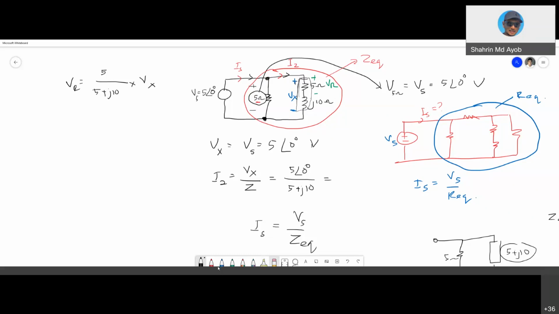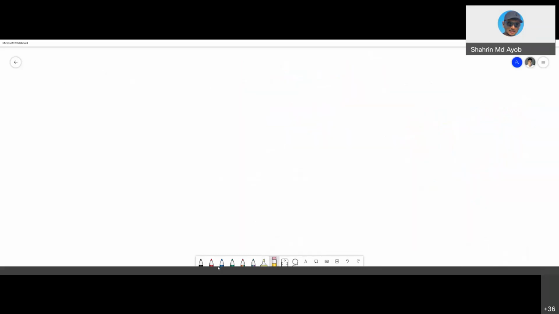Okay, from here I have spotted one good example. For example, I have this voltage source, and then I have a resistor and also an inductor connected in series. This one is 5 ohm, and this one is J10 ohm. This one, I think maybe V is equal to 10 with an angle of 0 degrees.